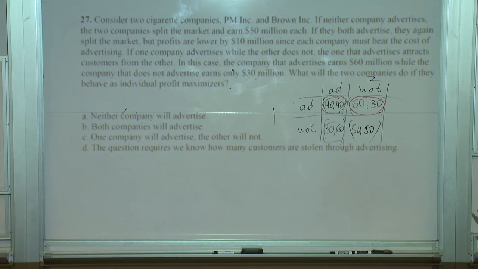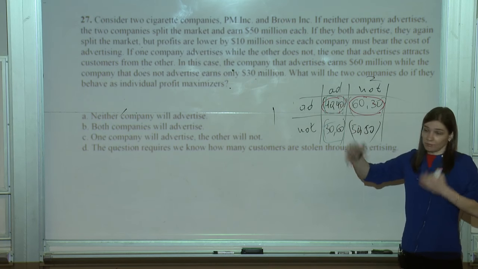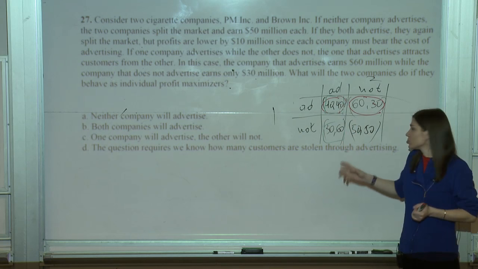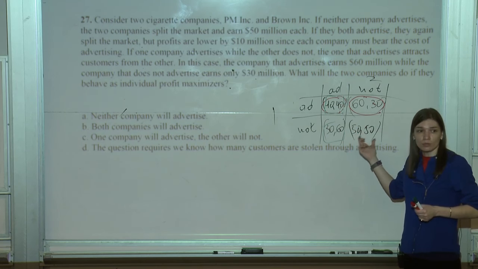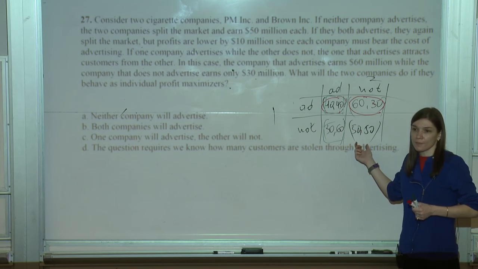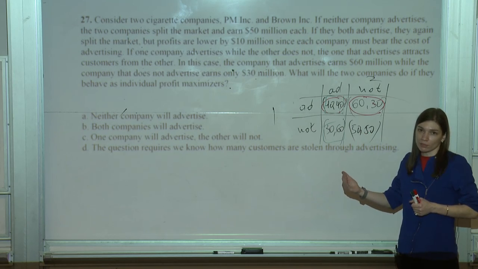Not advertise. Not advertise, right? Because 40-40 is the outcome when they don't communicate, when they don't collude. So they're better off if they sit down and commit to not advertise, and both of them get 50. The problem with that strategy is that it's not sustainable in the long run, right?